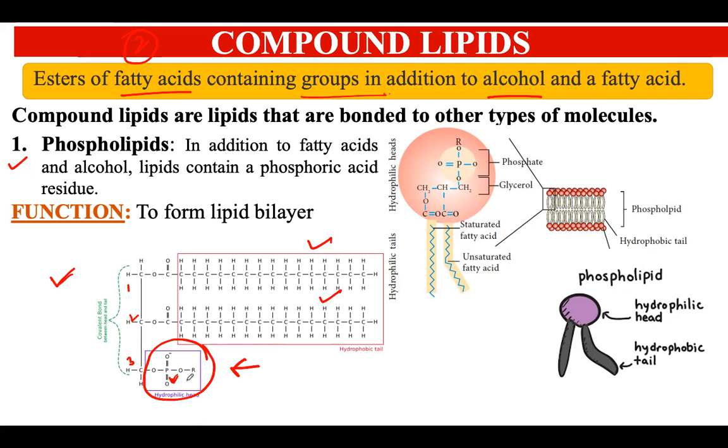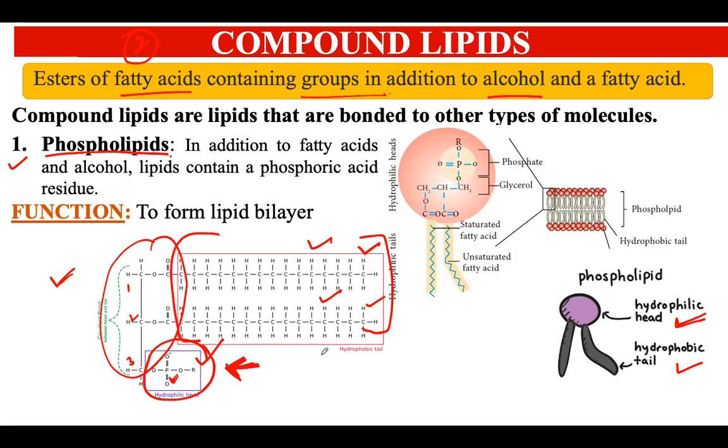Because of this phosphorus group present here, this is known as a phospholipid. So other than the fatty acids and the glycerol alcohol, there is a phosphate present as well. That is why it's called phospholipids. Now, the phospholipids have a hydrophilic head and a hydrophobic tail. The hydrophilic head is the phosphate group that is present here, and the hydrophobic tails correspond to these long fatty acid chains.